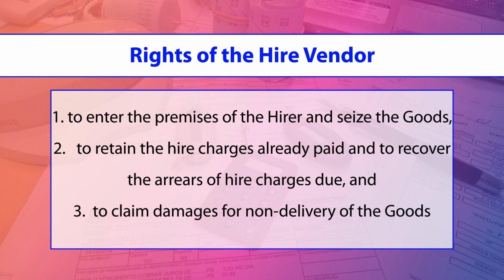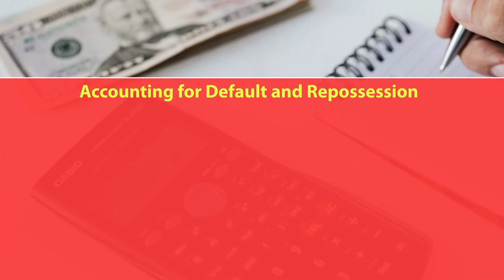So, in case the hire purchaser does not fulfill his promise, in such a case the hire vendor now has every right to claim damages for the product in case the product is not delivered to him. Now, the accounting treatment for default and repossession. When the hire purchaser does not fulfill his commitment, how are the accounting transactions recorded in the books of the hire vendor? We will study these things in the coming lectures.